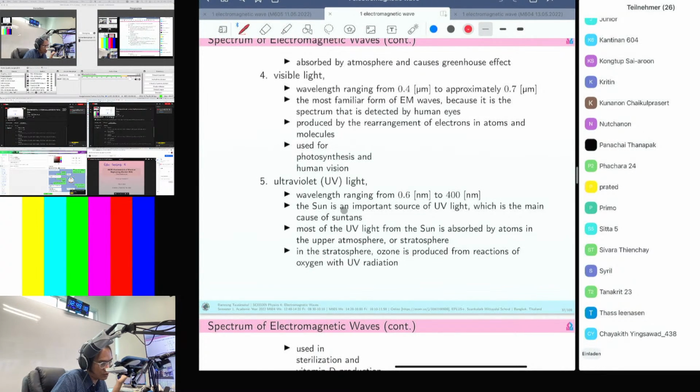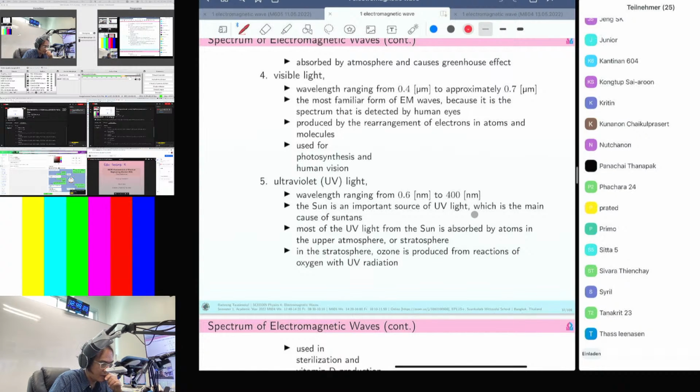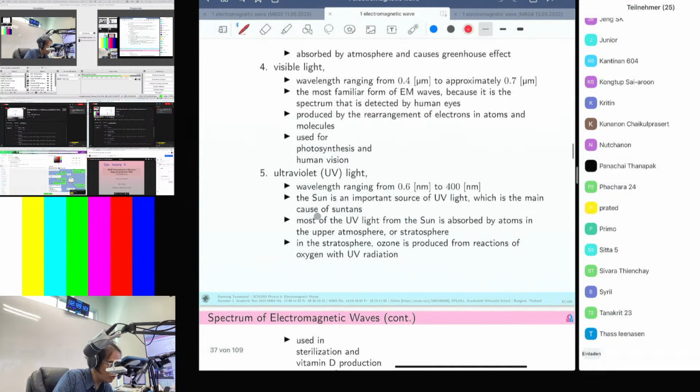Okay, this is the sun, right? The sun is the source of the ultraviolet light, and the ultraviolet is the cause of suntans, that will burn our skin. All right, and most of the UV lights come from the sun, and our skin and the atoms in many living creatures, not only human, absorb the ultraviolet.